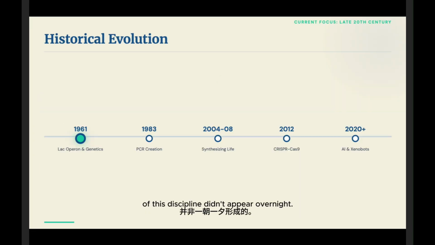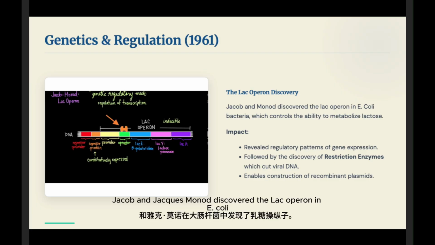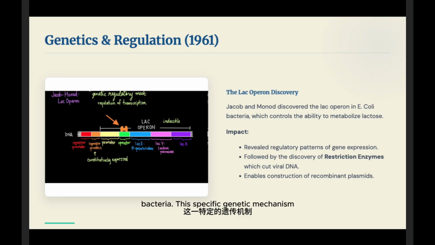The foundations of this discipline didn't appear overnight. A great number of significant discoveries emerged in the late 20th century, starting with fundamental genetics. It was during this era that scientists began gradually discovering the regulatory patterns of gene expression, setting the stage for everything to come. Our history truly begins in 1961, when scientists Francois Jacob and Jacques Monod discovered the lac operon in E. coli bacteria. This specific genetic mechanism controls the bacteria's ability to metabolize lactose.